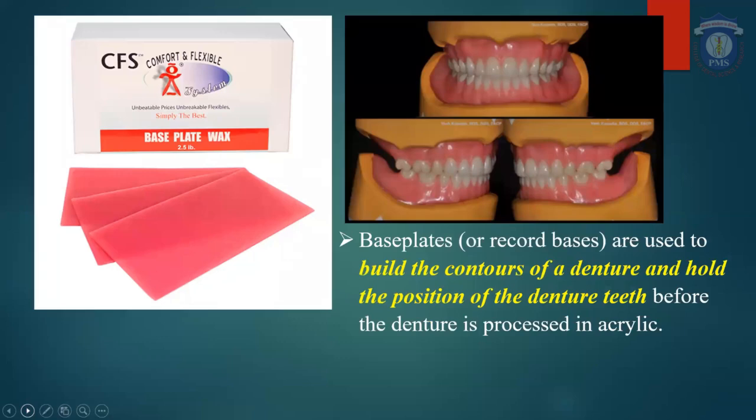Another example of pattern wax is the base plate wax, which is used to fabricate the base plate of a denture that will determine the contour and the boundaries of the denture and also hold the denture teeth in position before it is replaced with acrylic. So when I classify the pattern waxes, I have the inlay wax, then the casting wax, and then the base plate wax.